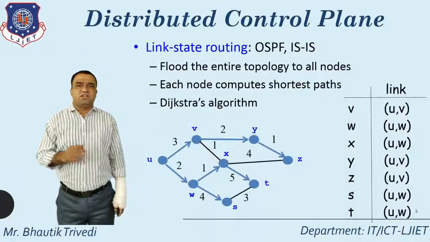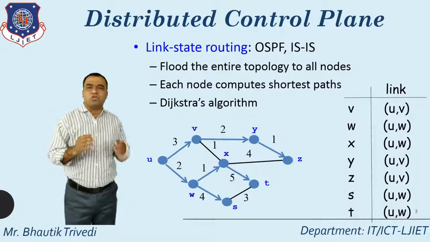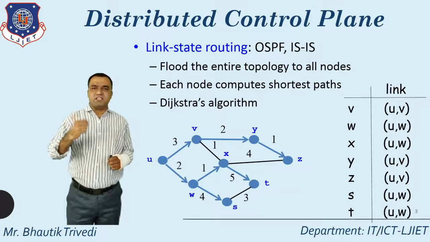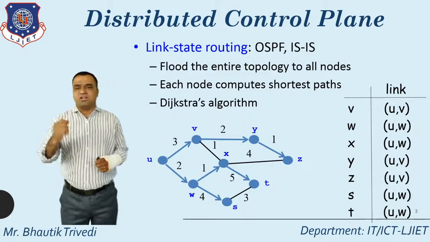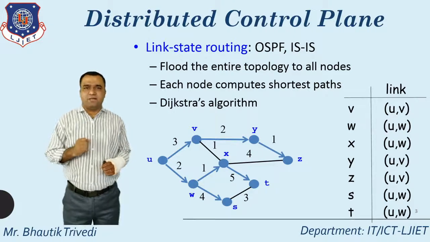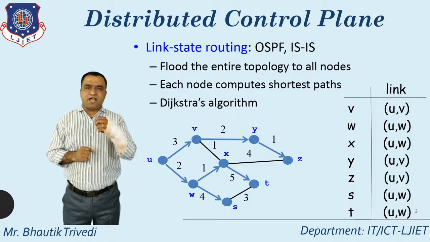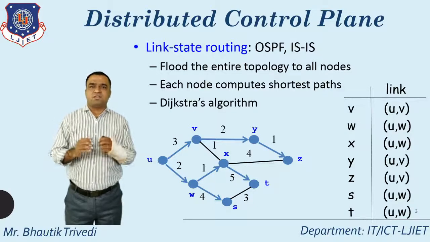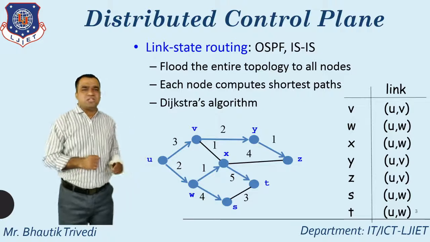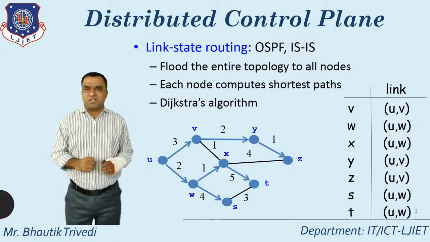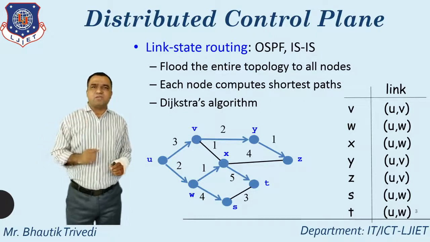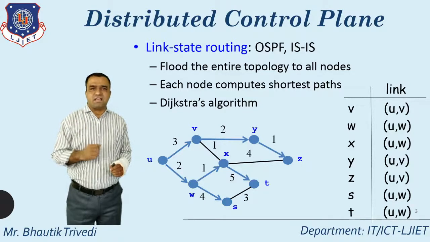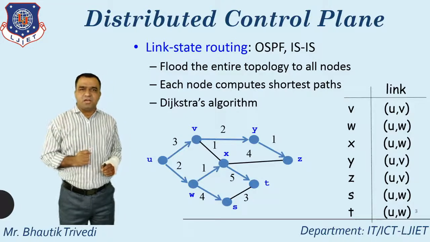After that, the distributed control plane, because all of you know how many types of plane, mainly 3 types of plane. First one is the data plane, second one is the control plane, and third one is the management plane. Here I demonstrate the concept of the distributed control plane using the concept of link state routing. All of you know the 2 examples of link state routing. One is OSPF, open shortest path first, and second is known as IS-IS, intermediate system to intermediate system.